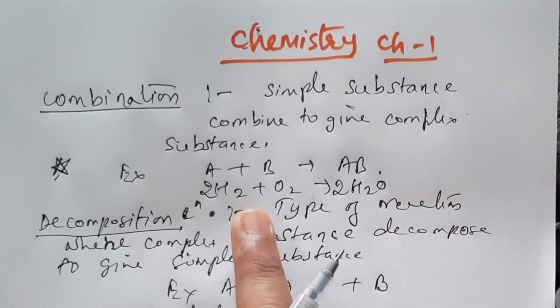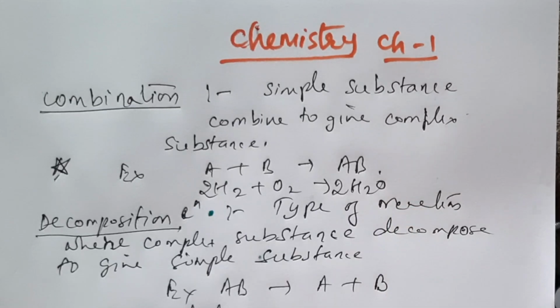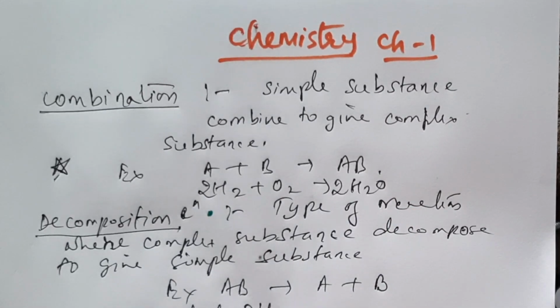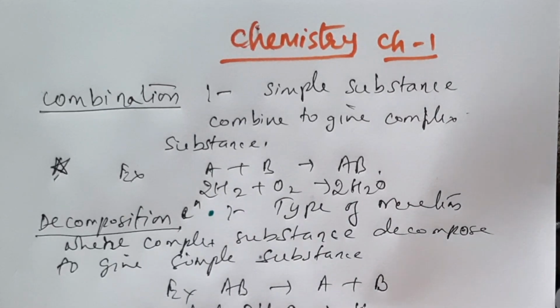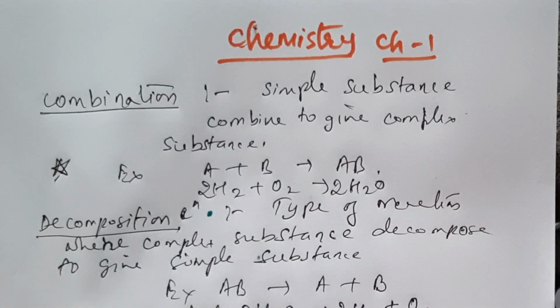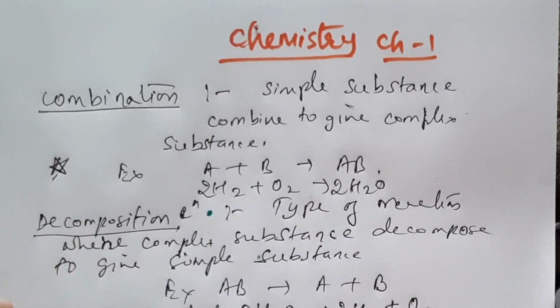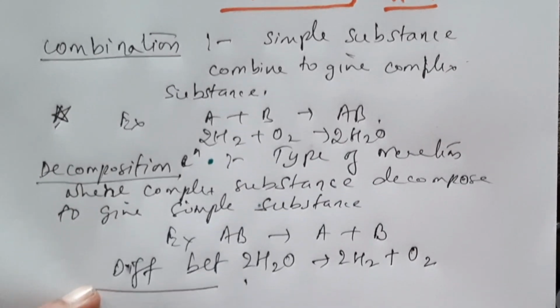So 2 molecules of hydrogen combine with 1 molecule of oxygen to give 2 molecules of water. For decomposition reaction, 2 molecules of water will decompose back to give 2 molecules of hydrogen and 1 molecule of oxygen. So this single question can be prepared in two different ways: one as the definition and the other in the form of difference.